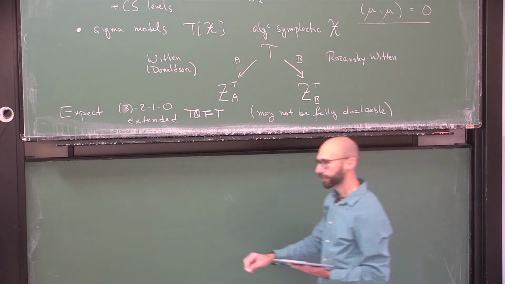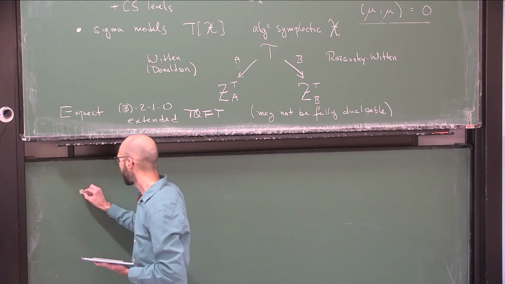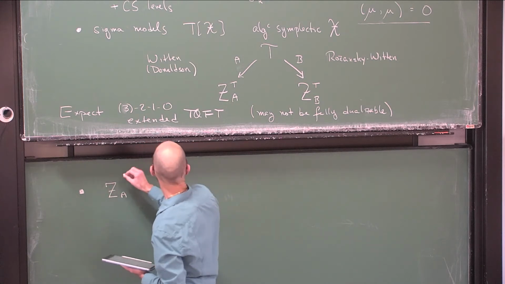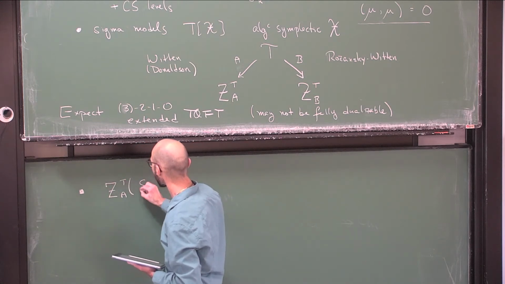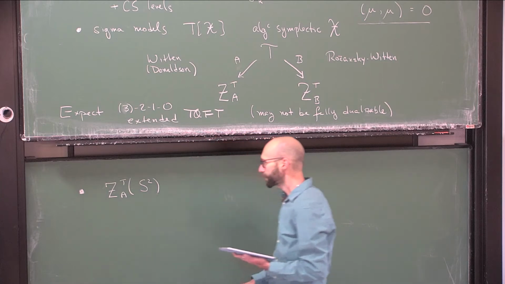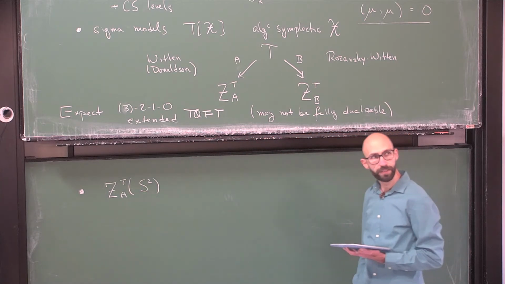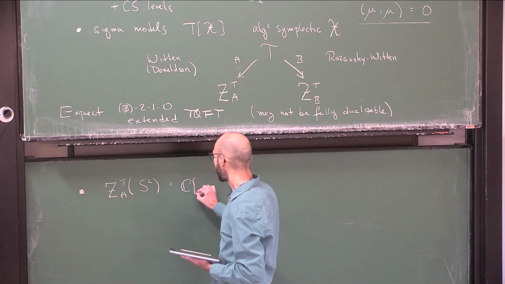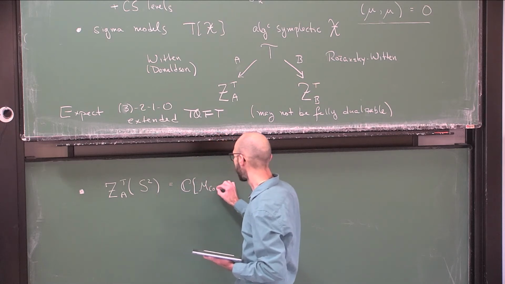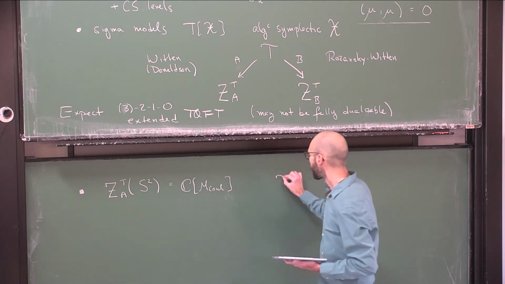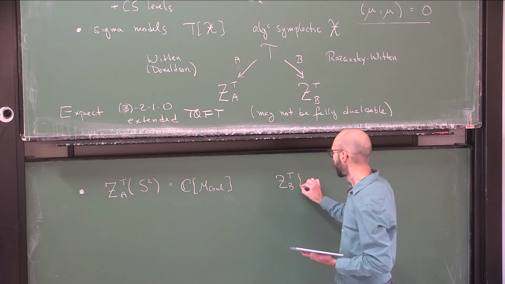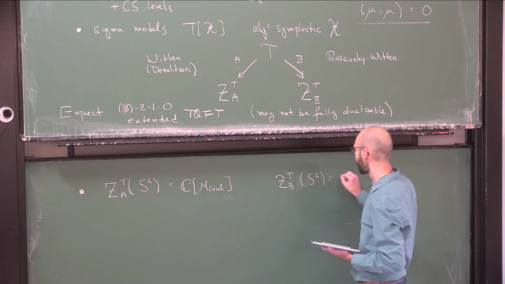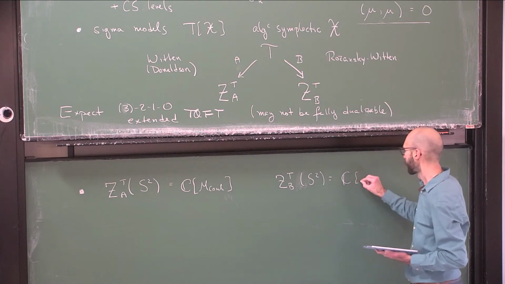To connect with Sasha's talk, a 3D TQFT associates to the 2-sphere an algebra, and this algebra is what Sasha called, in the A twist, functions on the Coulomb branch, and in the B twist this algebra is called functions on the Higgs branch.